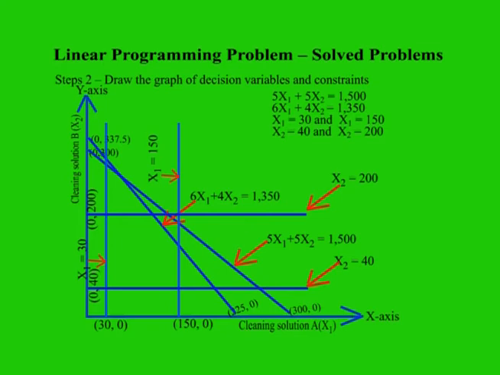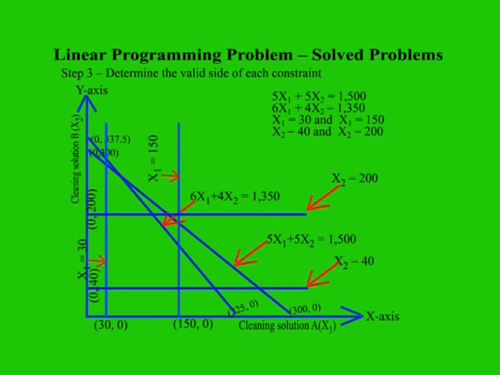Step 3. Determine the valid side of each constraint. All values computed to 5x1 plus 5x2 is equal to 1500, 6x1 plus 4x2 is equal to 1350, x1 is equal to 30, x1 is equal to 150, x2 is equal to 40, and x2 is equal to 200 are located on the respective solid lines.